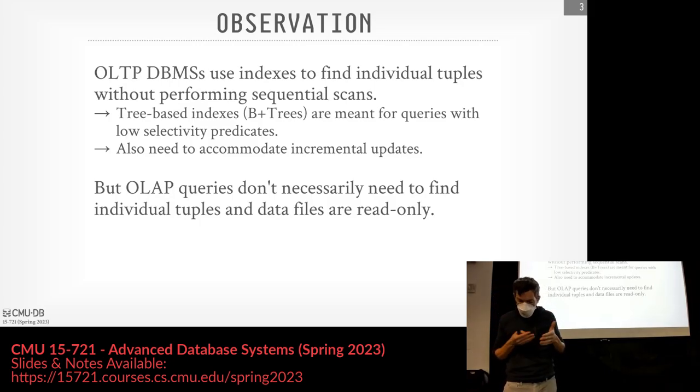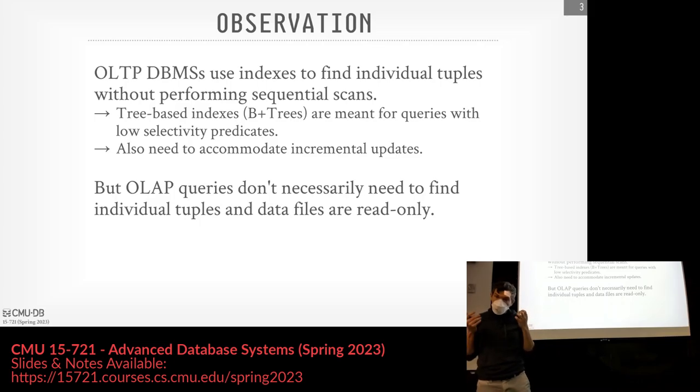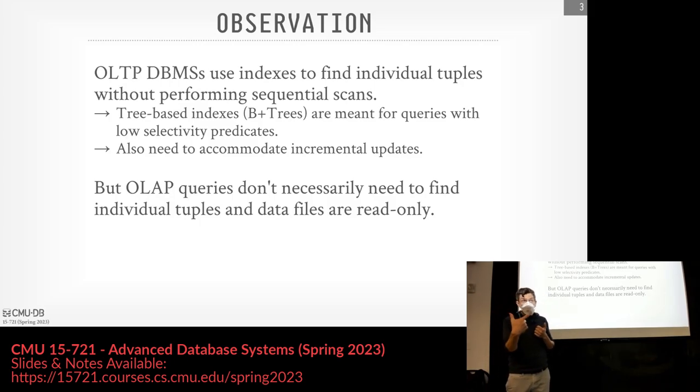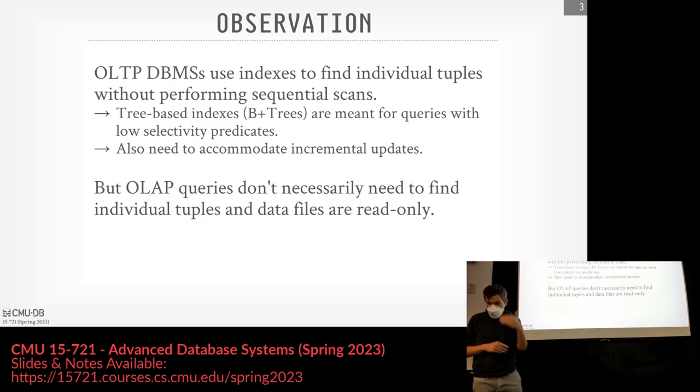And therefore, these index data structures, the B-plus trees, are going to have to store some extra room in their nodes to accommodate updates later on. In a real-world database system, on average, any node in a B-plus tree is about 70% full. So that extra 30% is wasted space, because they want to amortize the cost of someone inserting new data and not have to do a split for every single operation.